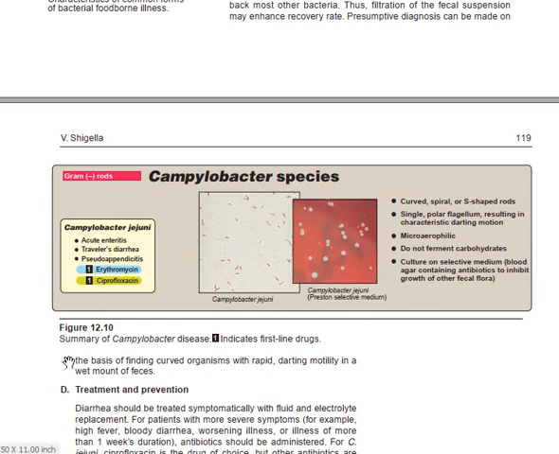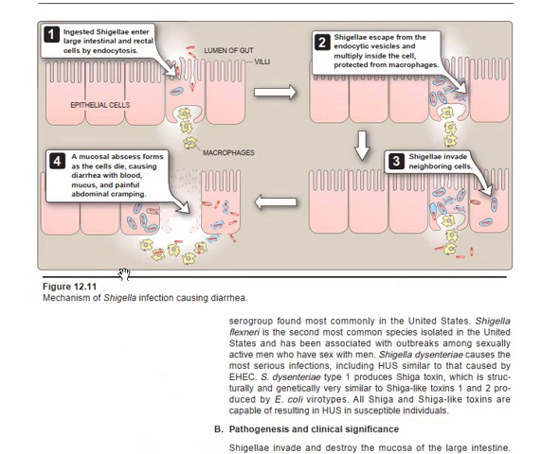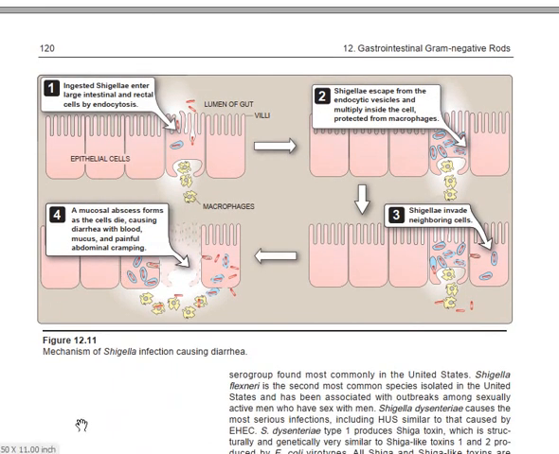Now there are different diseases involved in Campylobacter jejuni. You have acute enteritis, traveler's diarrhea, and pseudoappendicitis. Pseudoappendicitis can be found in case of Campylobacter jejuni, or it can also be found in case of Yersinia enterocolitica. So you're going to see that later. In all these cases, acute enteritis, traveler's diarrhea, or pseudoappendicitis, you use erythromycin and ciprofloxacin. Is it clear?